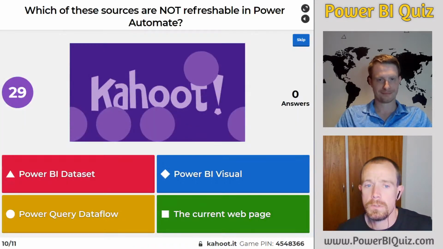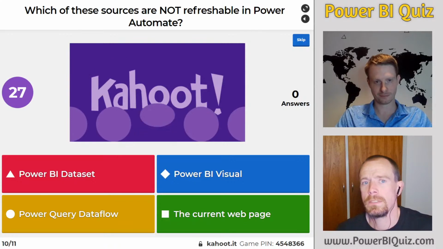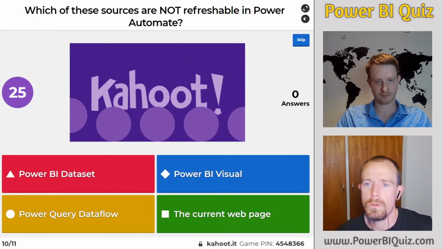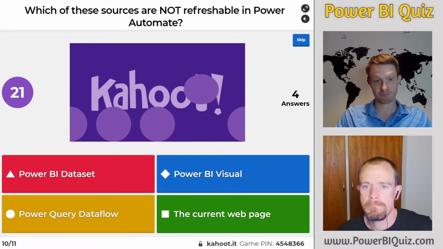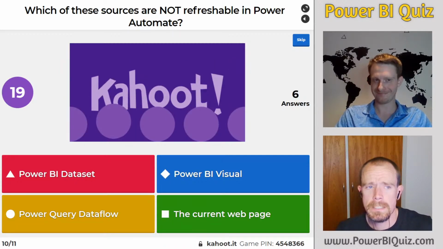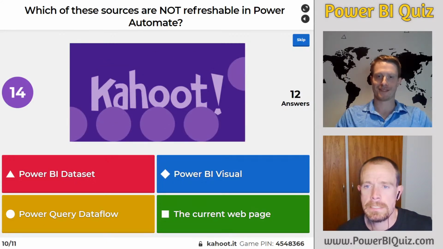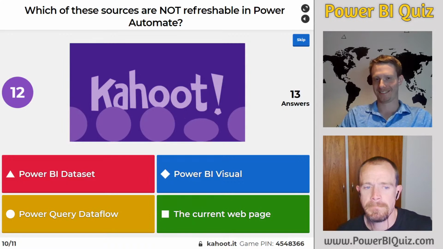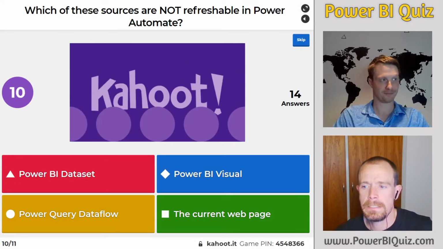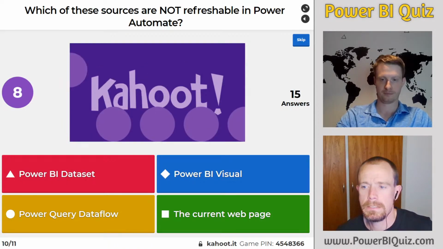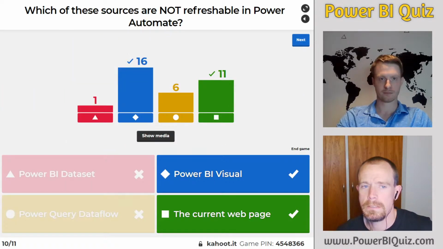So which of these sources are not refreshable in Power Automate? And yeah, you can answer 1, 2, 3, or all 4 of them correct. You don't know? And most people got this one correct.